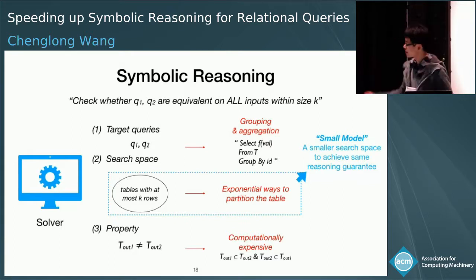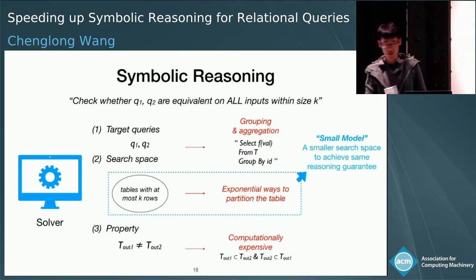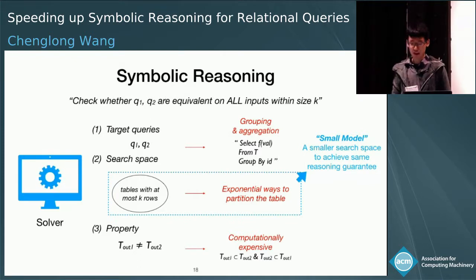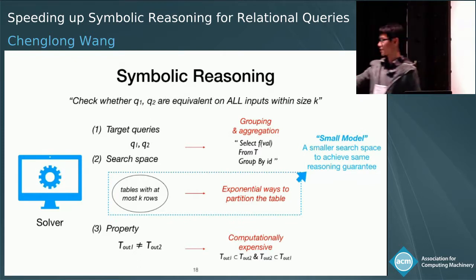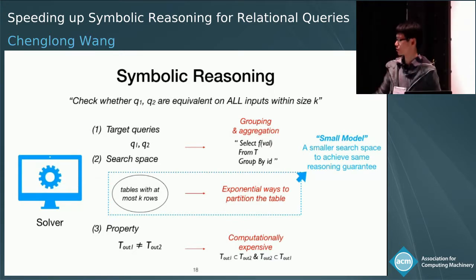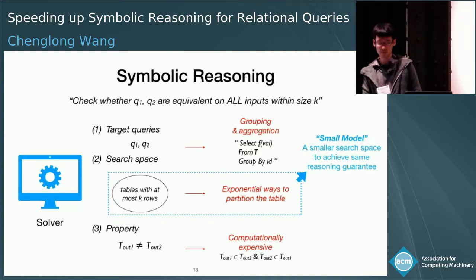So our idea is basically motivated from the small models idea in model theory. Now I'm just asking a computer to search the search space with all tables with at most k rows. I'm trying to find a smaller search space that is easier for the computer to traverse, but also gives you the same guarantee.